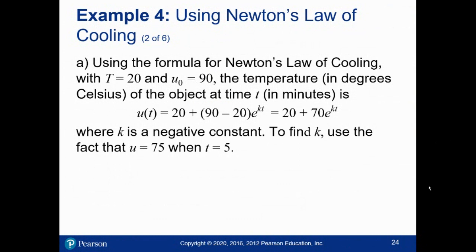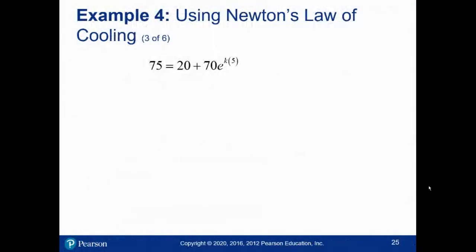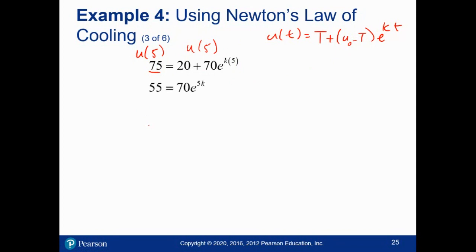Now to find k, we have to use the information we were given. If t is 5, if 5 minutes have elapsed, then the temperature is 75. So we plug that in. Here is U of 5. It's 75. And here's U of 5 using the formula U of t is capital T plus U naught minus T times e to the kt. But now the only unknown is k, so we can solve for it. So subtract the 20 to the other side, divide by 70, take a natural log and divide by 5, and you find the value of k.